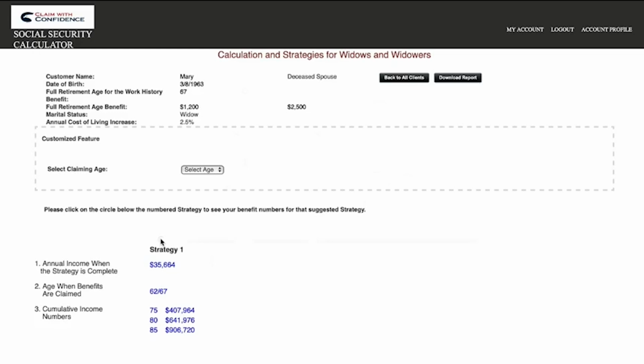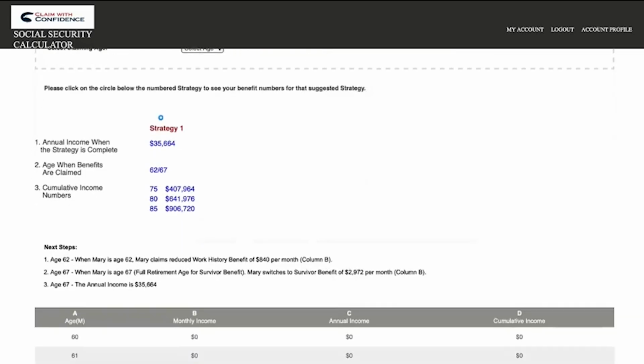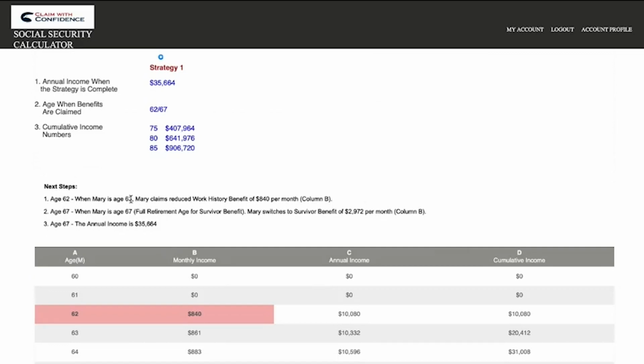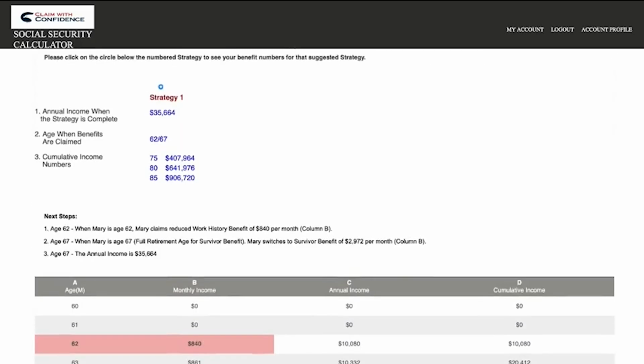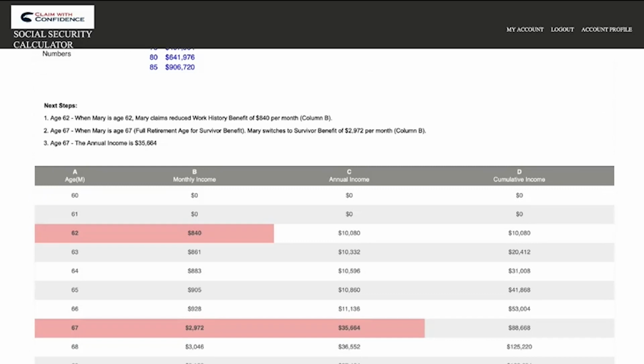So here, put that in the calculator. In this case, Mary would claim her own reduced benefit at age 62. It's going to be reduced to $840 because she's claiming it early. She's not going to get the $1,200. It's going to be reduced to $840. And then at age 67, because the survivor benefit is maxed out at age 67, she's going to switch to the survivor benefit of $2,972, and she's going to receive that benefit amount for the rest of her life.